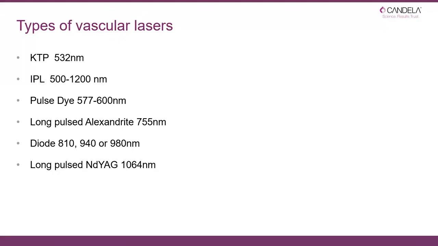And the final option would be a long pulsed Nd:YAG at 1064. This is particularly good for treating deeper vessels, particularly on the legs, or any other vessel that has much more depth to it. The absorption into melanin is not very high, so therefore this is a much safer laser to use on darker skin, even up to skin type 6 if you need.